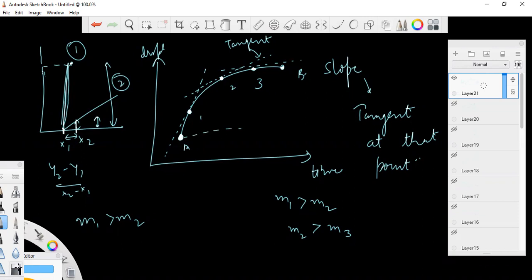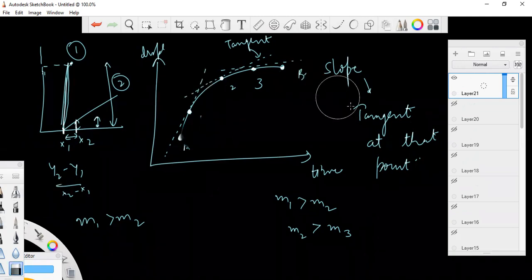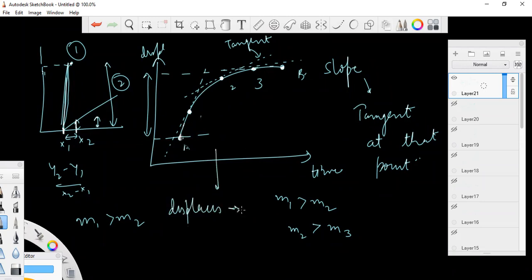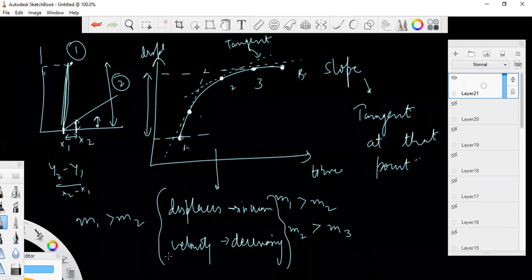It is always increasing as long as the slope is not going down. Let's say at B it is not going down; it is just horizontal. So here, displacement has increased, but the slope is decreasing, right? So can I say for this object that the displacement is increasing, but the velocity is decreasing? Is that right? Yes, sir. Is that fine?